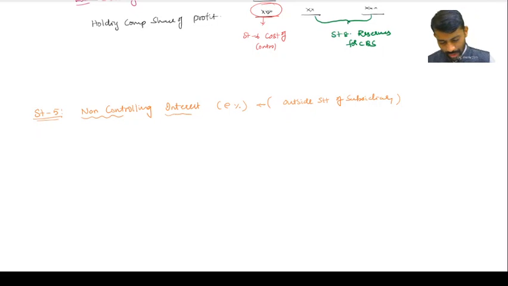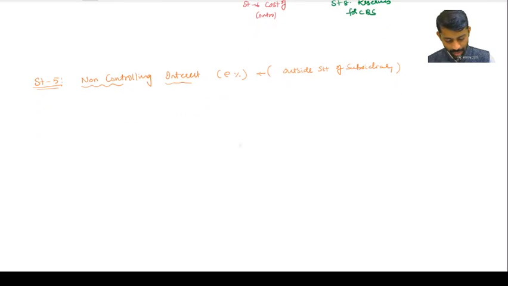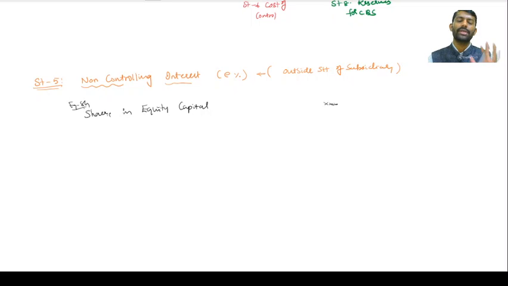Now let us start. So outside shareholders will get my difference. Number one, first is share in equity capital. So whatever equity shares are there, equity share capital into 20%. Suppose 1 lakh is the equity shares, then 1 lakh into 20%, 20,000 is the outside non-controlling interest.